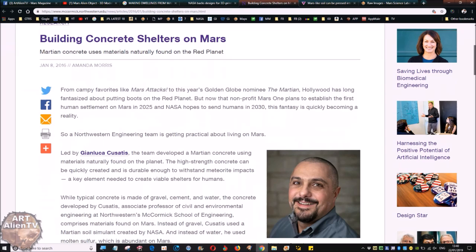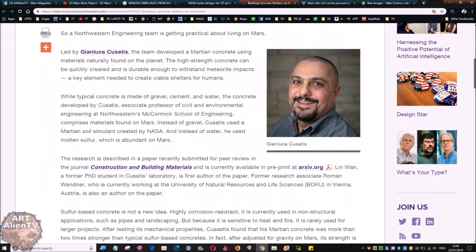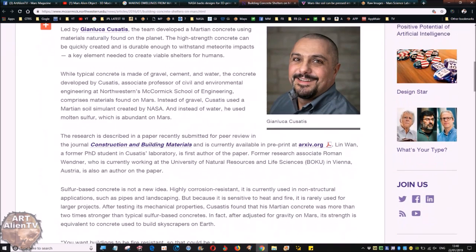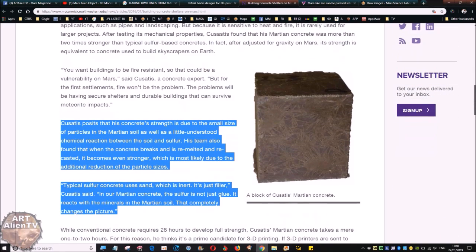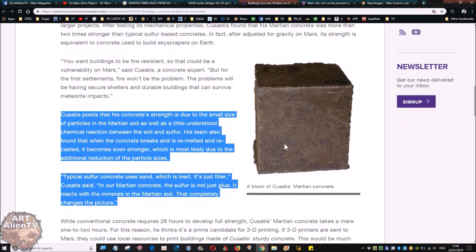There's another guy here building concrete shelters on Mars. This guy's called Gianluca Cassatis, and he's also worked out that you could build extremely strong concrete blocks and stuff like that just by pressing this stuff together. The strength is due to the small size of the particles of the Martian soil, as well as the little understood chemical reaction between the soil and sulfur. His team also found that when concrete breaks and is remelted and recasted, it becomes even stronger. So the more that you process it, the stronger it becomes.